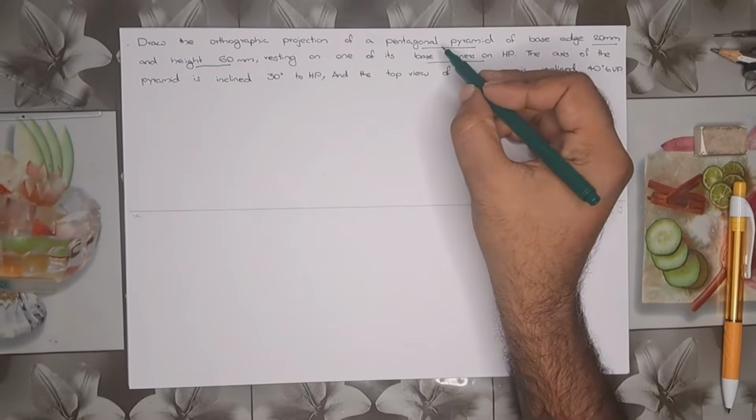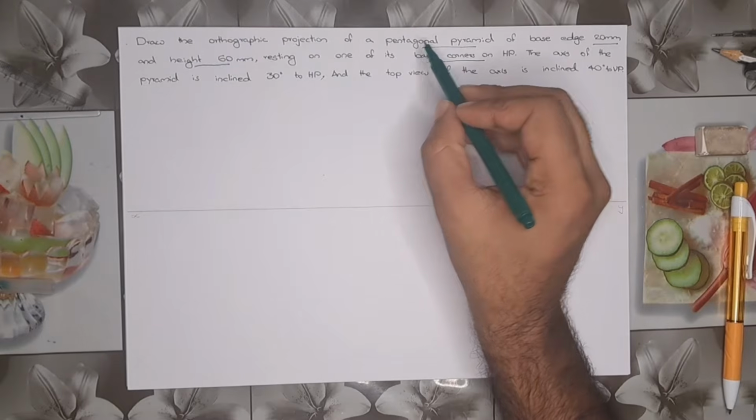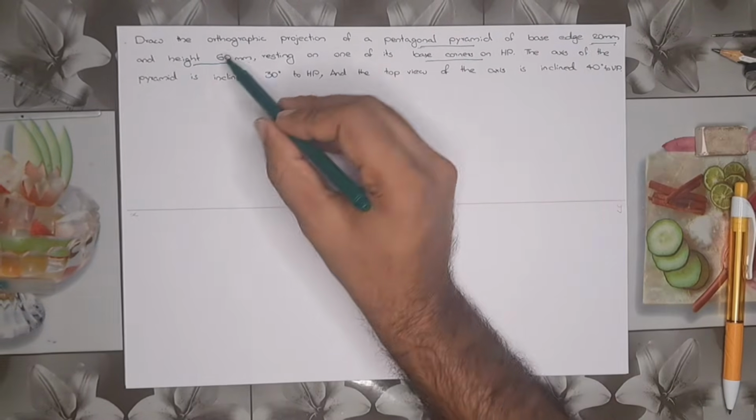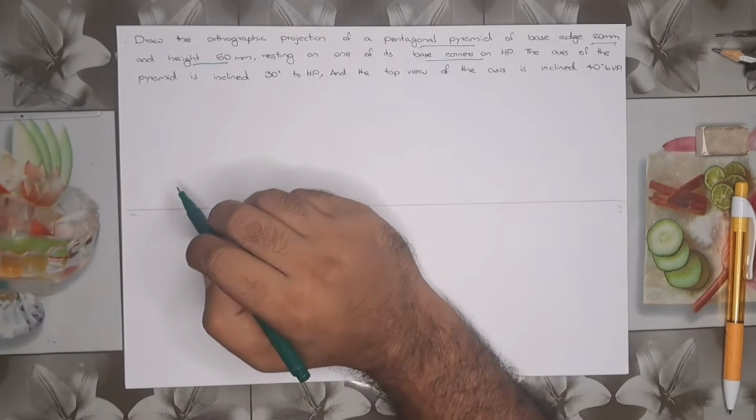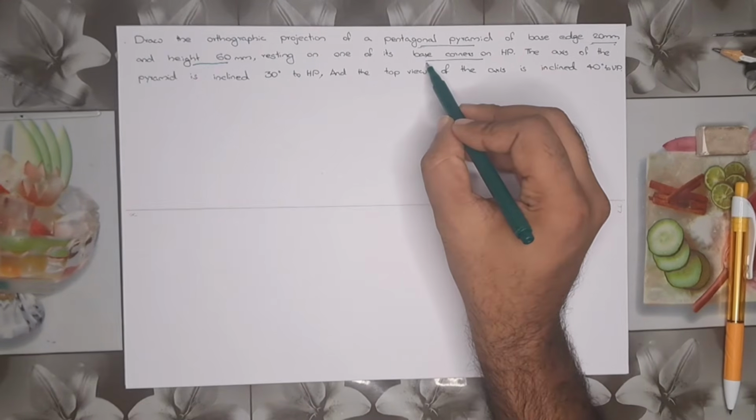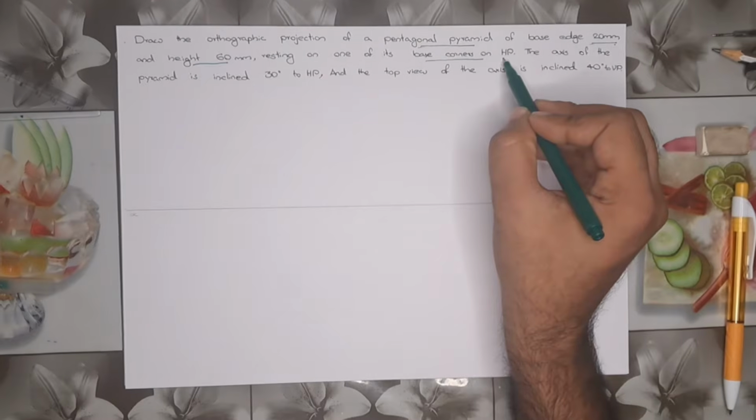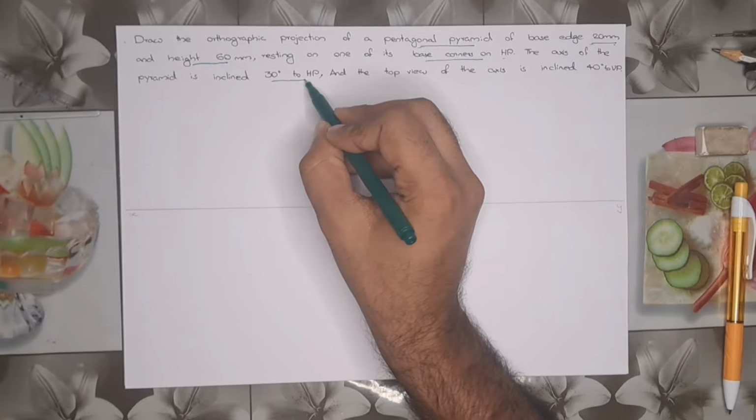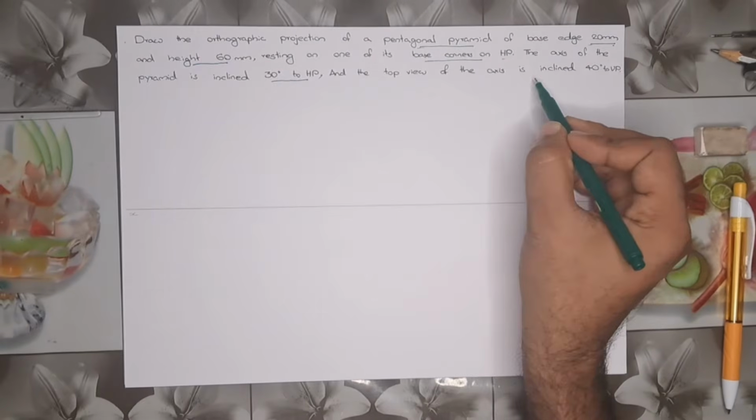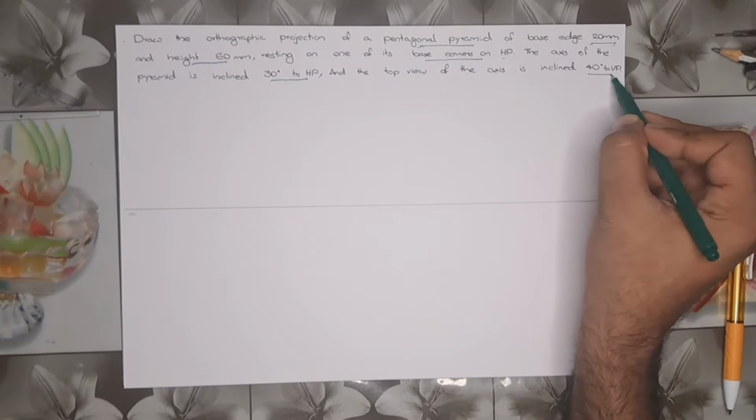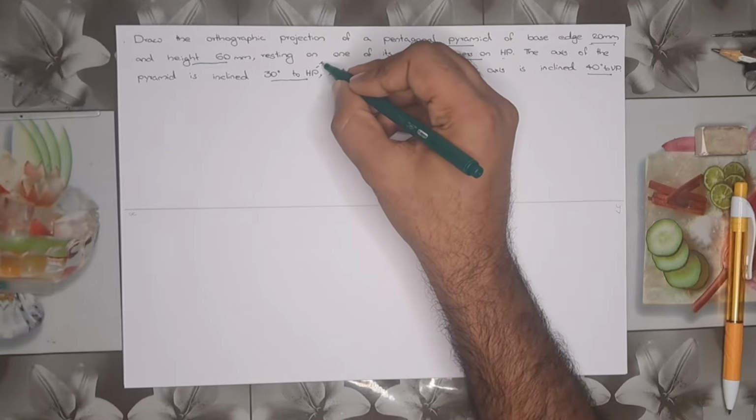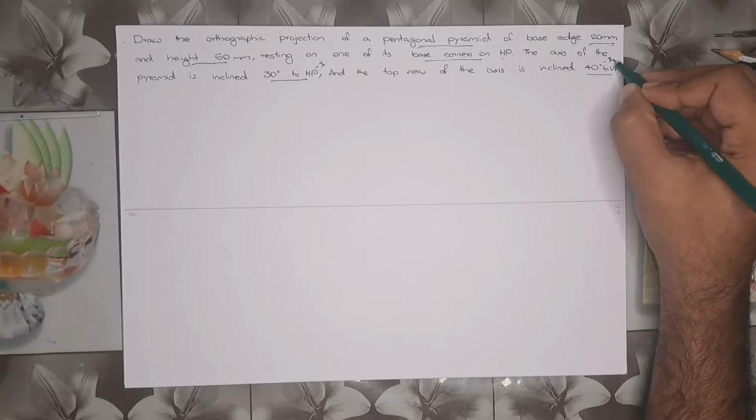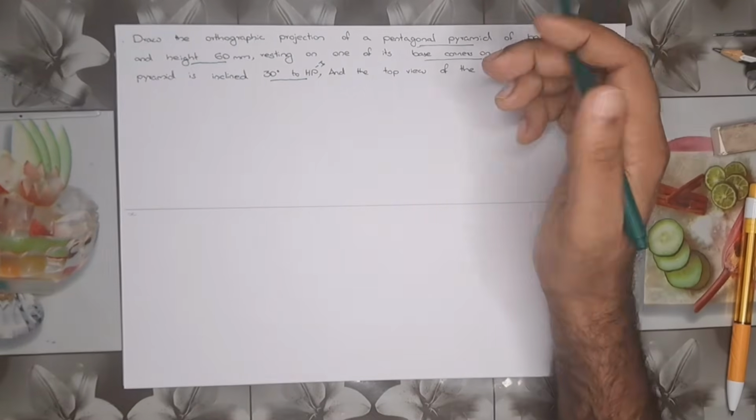Hi, today we are going to discuss the pentagonal pyramid of base side 20 mm and height 60 mm, and one of its base corners resting on HP. The axis of the pyramid is inclined 30° to HP and the top view of the axis is inclined 40° to VP. So this is the first inclination and this is the second set of inclination.